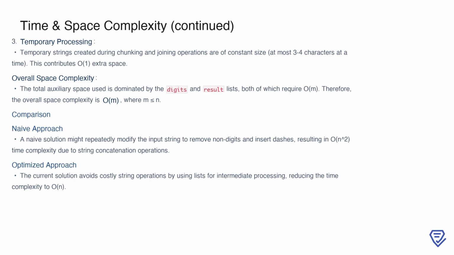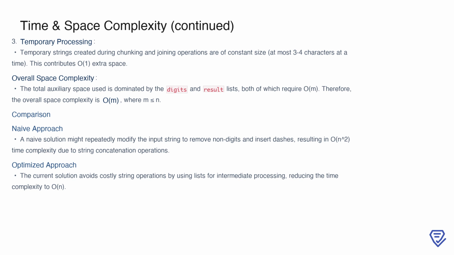Temporary strings created during processing, such as when creating chunks or joining them, are small and limited to a constant size of 3 to 4 characters at a time. This means the temporary processing contributes only O(1) space overhead. Therefore, the overall space complexity is O(m), dominated by the storage requirements of the digits and result lists.